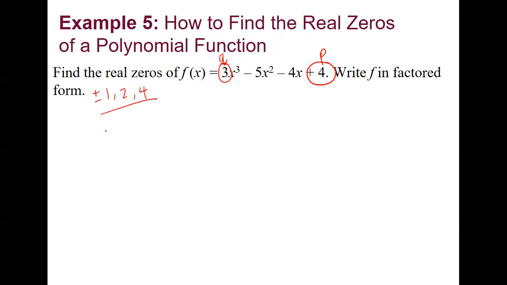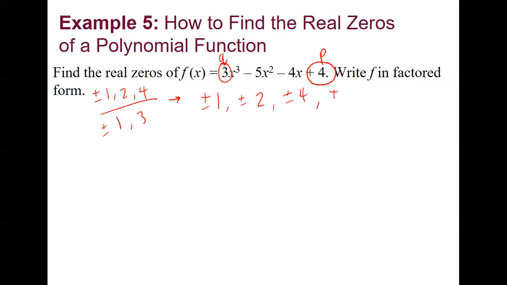The factors of 3 are plus or minus what? Factors of 3 are 1 and 3, Ms. Jones. Good job. I knew you knew it. All right, so that means that our potential zeros are plus or minus 1, plus or minus 2, plus or minus 4.